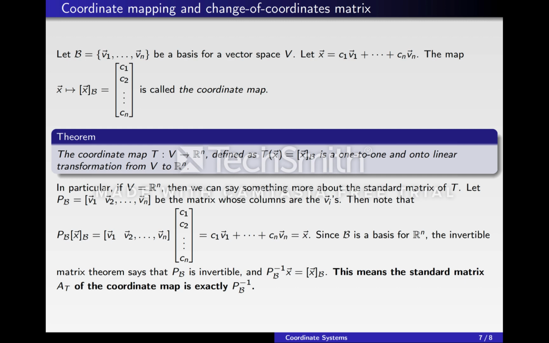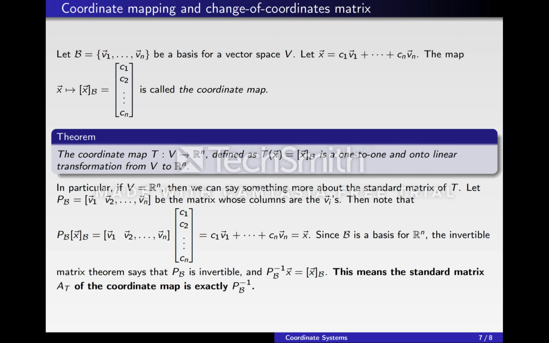In particular, if V is Rn, then T is a linear transformation from Rn to Rn, and so we can say something about the standard basis for T. First of all, let P sub B be the n by n matrix whose columns are V1 through Vn.